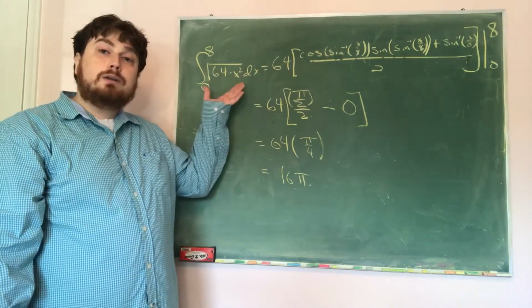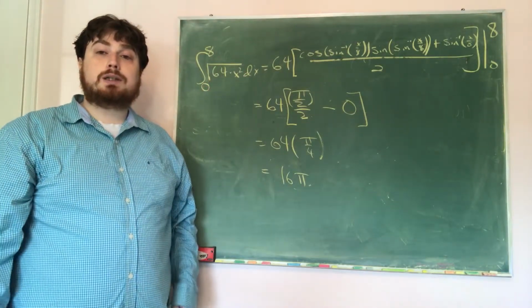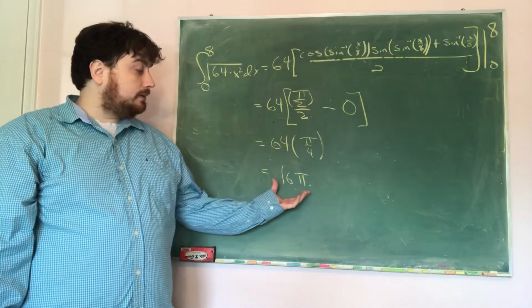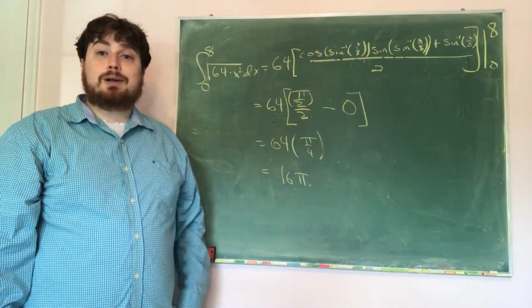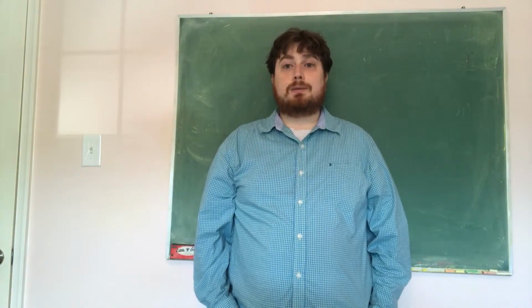Therefore, the total area under the curve, the square root of 64 minus x squared dx, is in fact equal to exactly 16 pi.